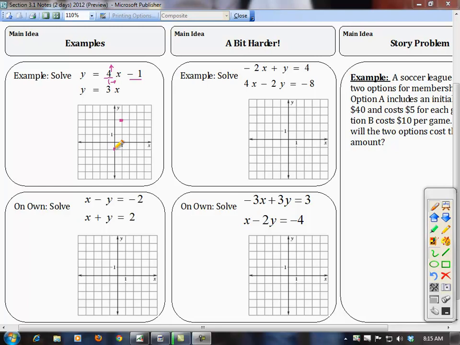Now, since I can't go up 4 and over 1 one more time and still stay on my graph, let's try going down 4 and left 1. So down 1, 2, 3, 4, left 1. And that gives us at least a few points on there to make our line. Now again, with your homework, you'll get another 10 by 10 grid, so you'll be able to do more than just 3 points. But keep that in mind as I extend my line and put arrows. And there's my first line.